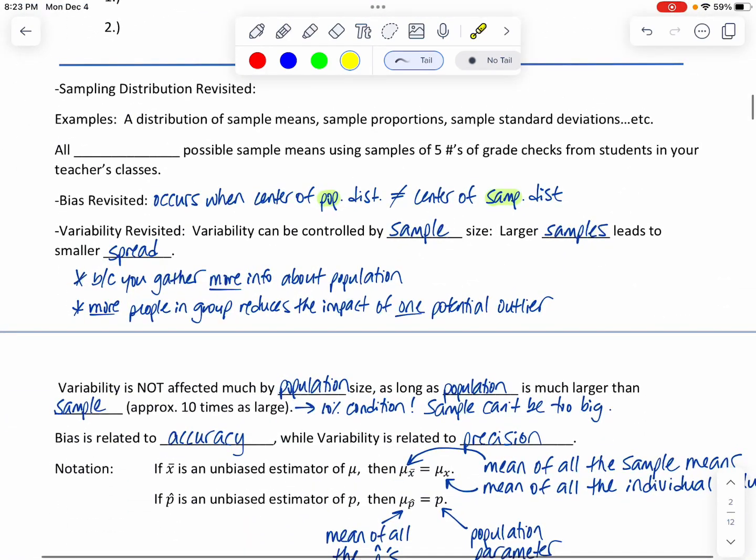Where was I going with that? I kind of went off on a tangent. So that is what I want you to write for bias revisited. When the center of the population distribution is not equal to the center of the sampling distribution.